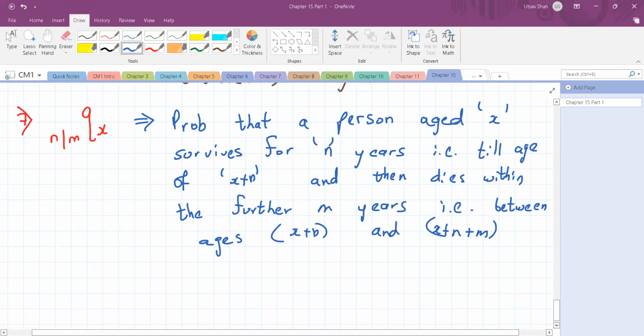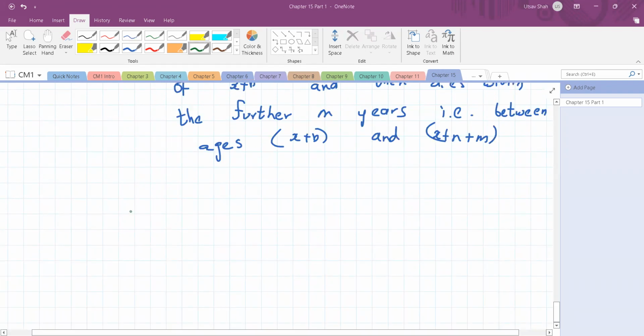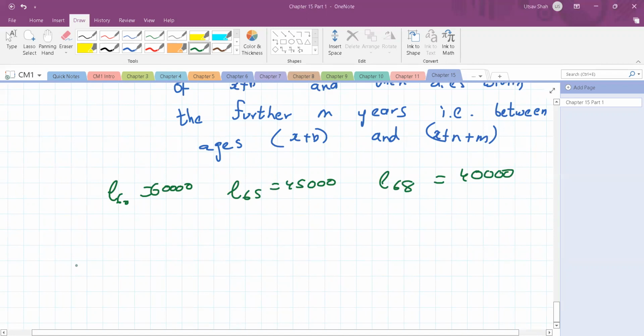Okay. So again, example time. I'll explain with an example. L60 60,000, L65 45,000, L68 40,000. Okay. So now what is the probability? What will be the probability that a person survives for 5 years and then dies within the next 3 years? So it means he goes from L60 to L65, but then he dies. Okay. So you have to find this probability.